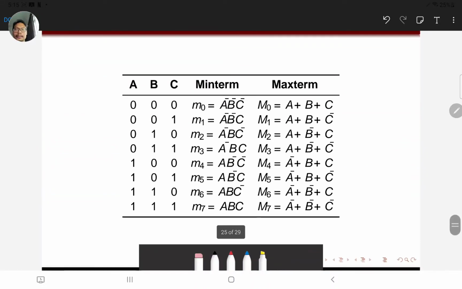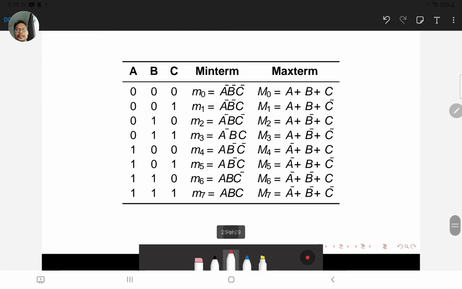Let's have a look here. For 3 variables, we can do the same. I'm just going to take one example here, I think it's quite straightforward. If the input is 0 1 1, what is the min term representation for input 0 1 1? It's actually A bar BC, because we have a 0 there.